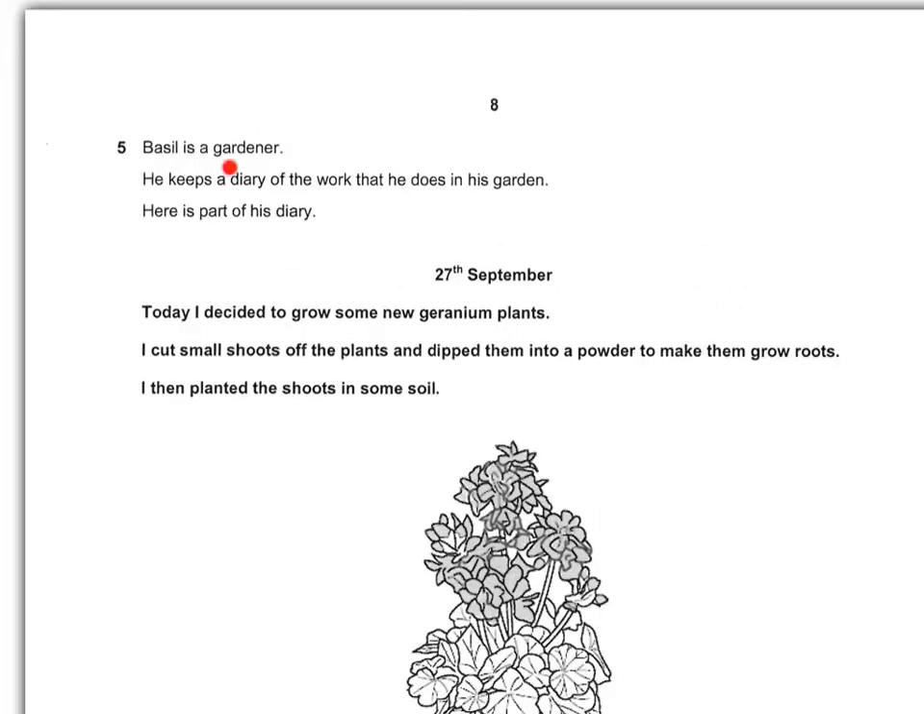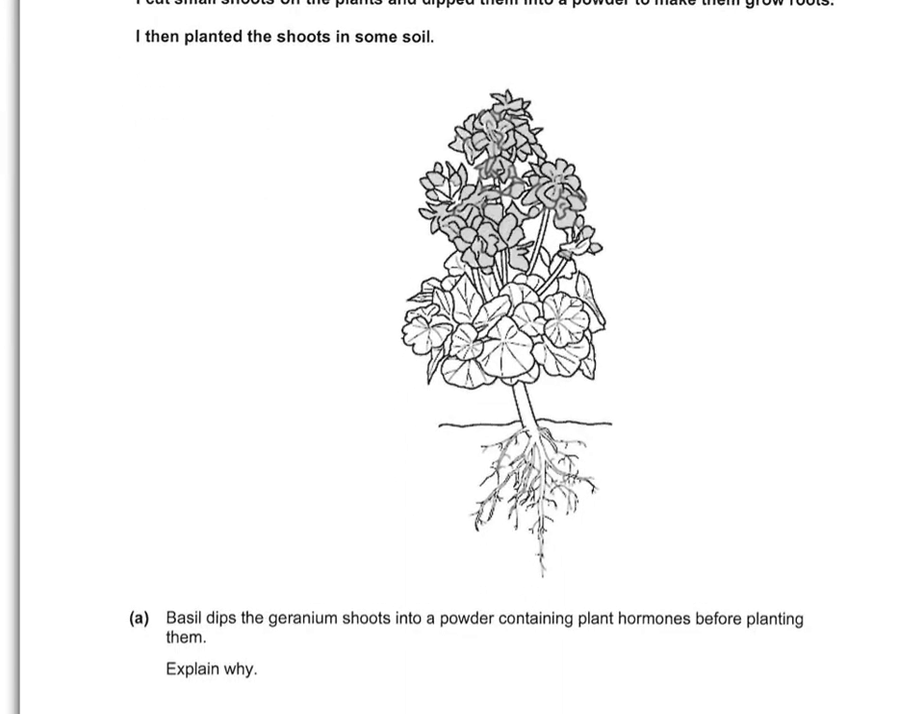Next question, Basil is a gardener. He keeps a diary of the work he does in his garden. Here is part of his diary. So on the 27th of September, it says, today I decided to grow some new geranium plants. I cut small shoots off the plants and dipped them in a powder to make them grow roots. I then planted the shoots in some soil.